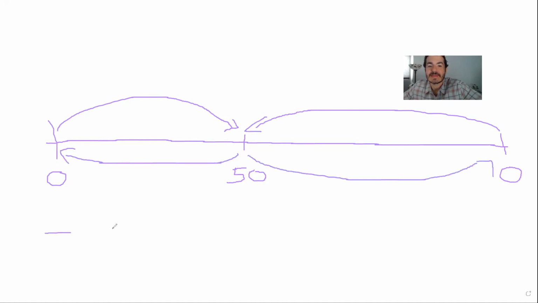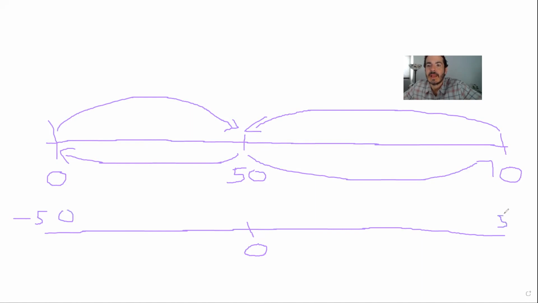So in mathematics, this is the way I want us to think about it. We have 0 in the middle. We have negative 50 to the left. We have positive 50 to the right. That is what a number line with negative numbers is all about.